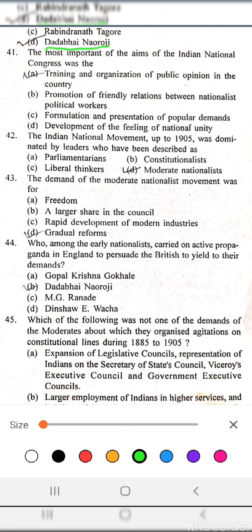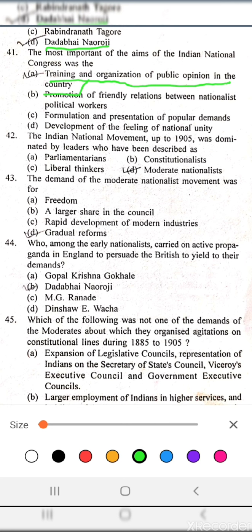Now next question. The most important of the aims of the Indian National Congress was. Among all the aims, what was the most important aim? Let's look at the options. Training and organization of public opinion in the country, promoting friendly relations between nationalist political workers, formulation and presentation of popular demands, development of the feeling of national unity. Among all these, the most important aim of the Indian National Congress at that time was training and organizing of public opinion in the country, because public opinion was the only means by which they could protest against the prevailing British government. Therefore public opinion was of great importance. Training and organization of public opinion was the most prime agenda of the Indian National Congress at that time.